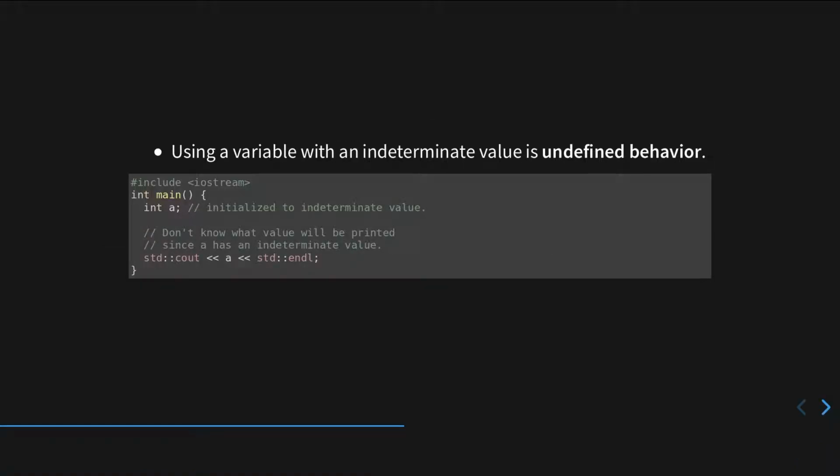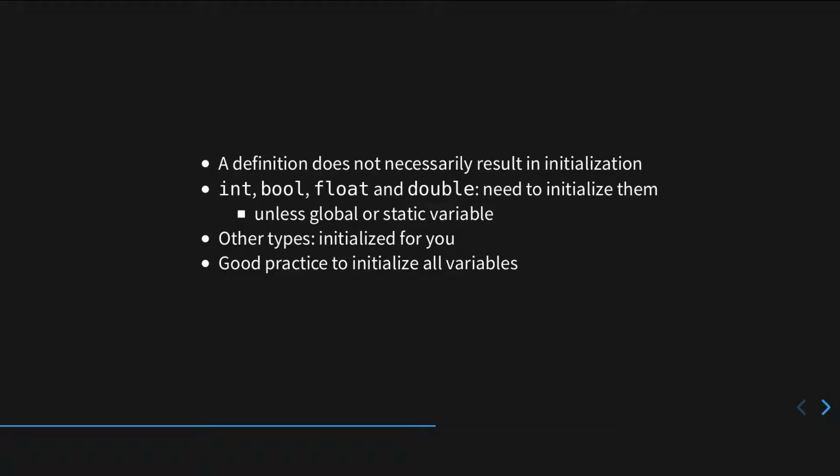Using a variable with an indeterminate value is undefined behavior. For example, here we have int a, but this has an indeterminate value, as we have seen from earlier. As a result, when we try to stream a to std::cout, we don't know what value will be printed. So when does initialization happen?